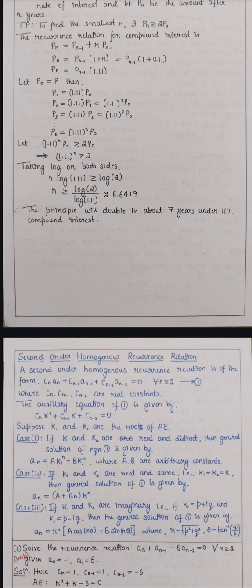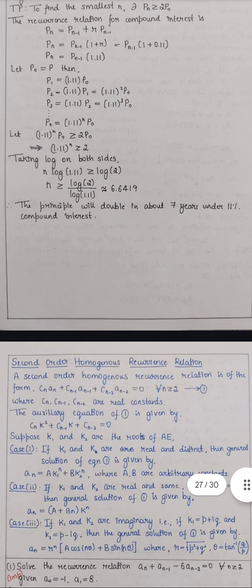Taking log on both sides, we get n log 1.11 ≥ log 2. So n ≥ log 2 / log 1.11, which is equal to 6.6419. The principal will be doubled in almost 7 years under 11% compound interest.